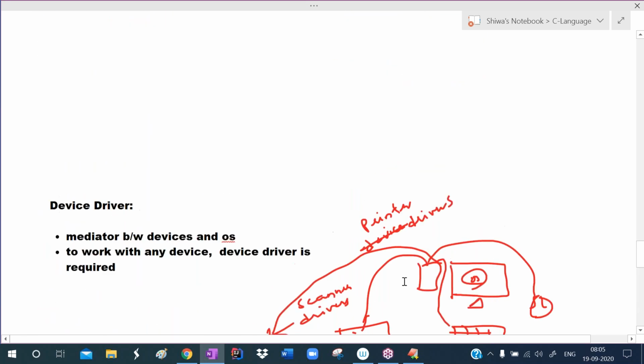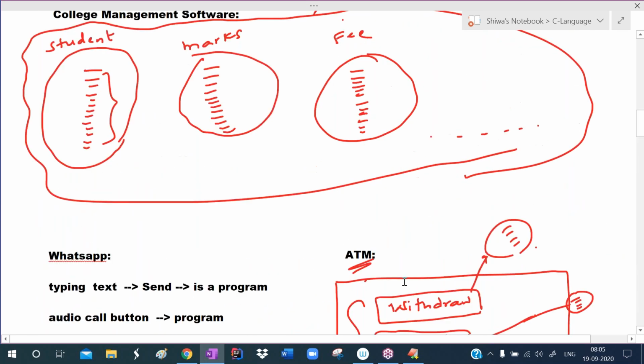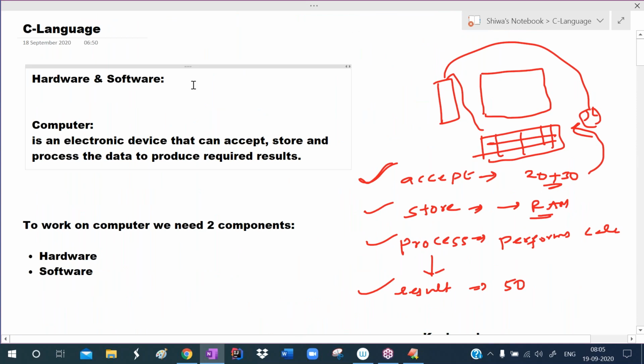So this is about hardware and software, very basic things we discussed. This knowledge is required as a programmer. Many students come from a non-computer background, so that's why I explained these basic things. Tomorrow is Sunday, a holiday, and on Monday I will start the actual C language.